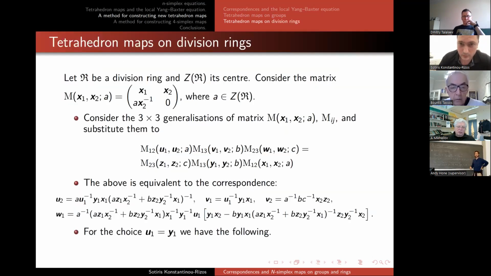And also I wanted to show you some examples. So, there are many examples on division rings, but that's one of the examples. Let R calligraphic be a division ring, and Z be its center. So we consider this matrix. This matrix is not arbitrarily chosen.